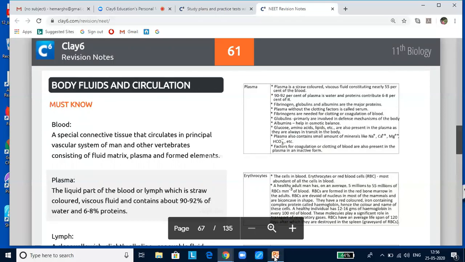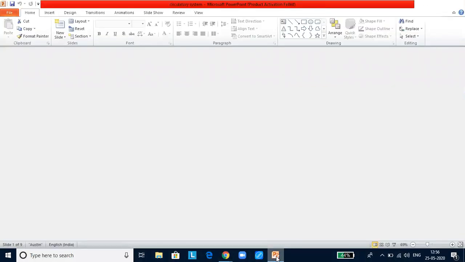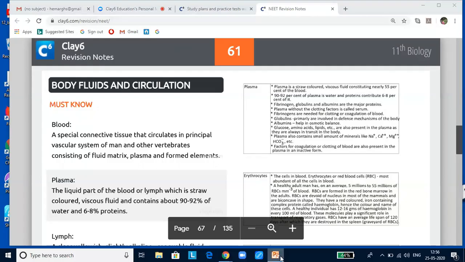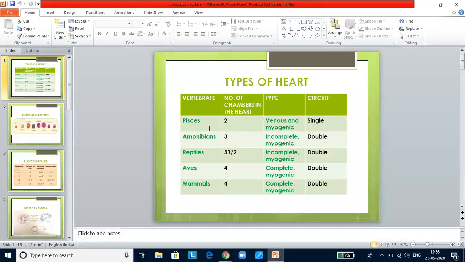Now, before getting into the other aspects, let us look into the kind of hearts that are seen in different kinds of animals. That is very important because in NEET exams they have asked. Now, if you look, I only looked at the vertebrate heart. In Pisces, the number of chambers in the heart is 2. It has 1 atrium and 1 ventricle. So it is a venous heart and it is myogenic, and that circulation is called single circuit circulation.